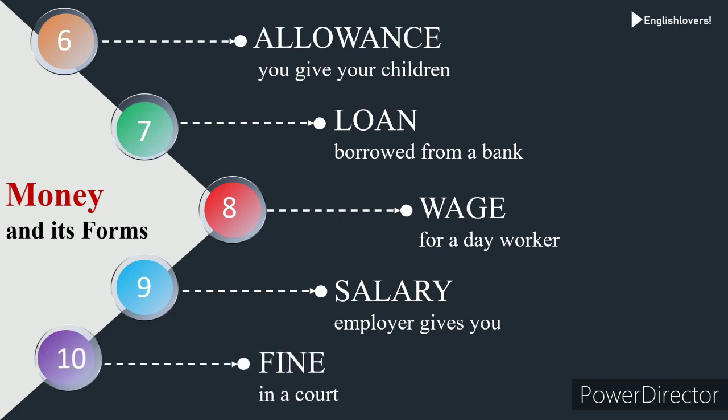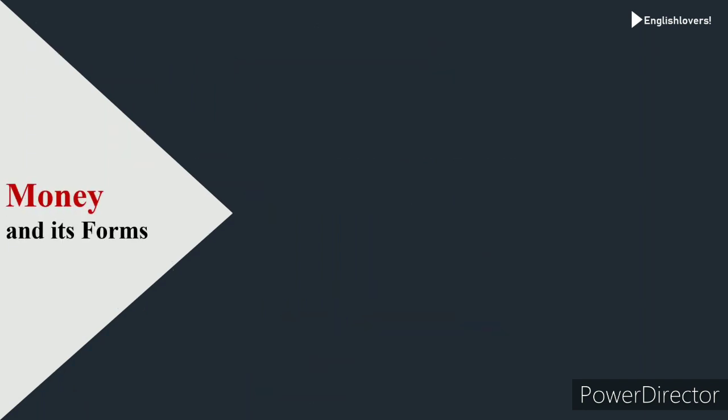Next is fine. Fine is the money which is charged by a judge to the criminal. This is related to the language in the court. In a court a judge charges some money to the accused or to the criminal. He has to compulsorily submit that money to the government. That is called fine.